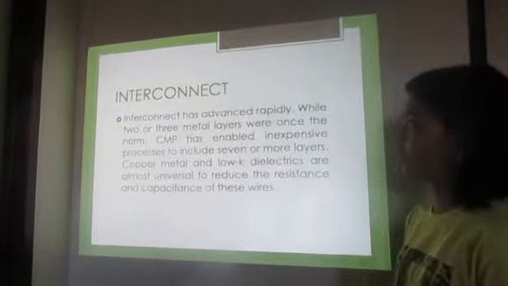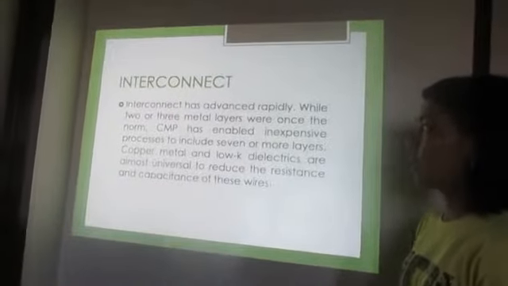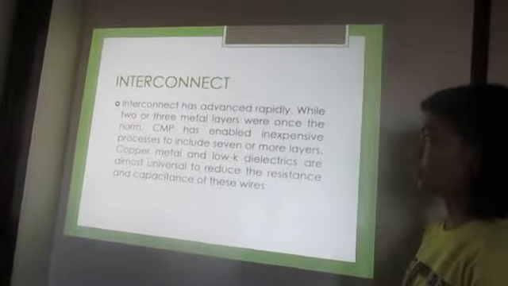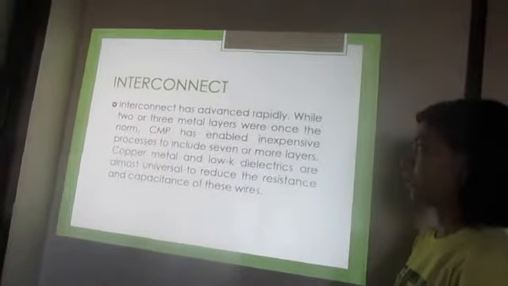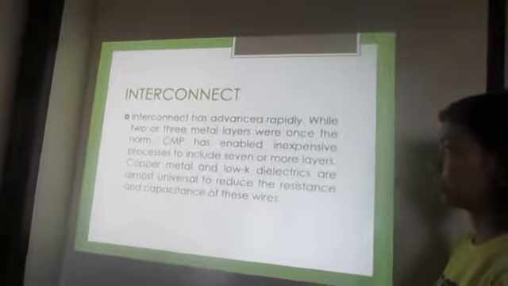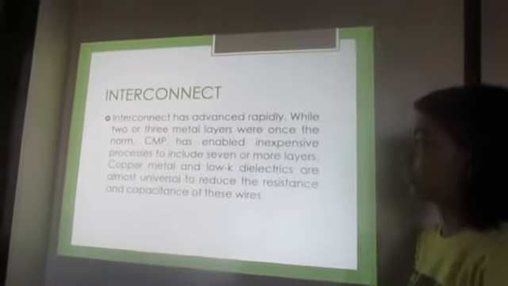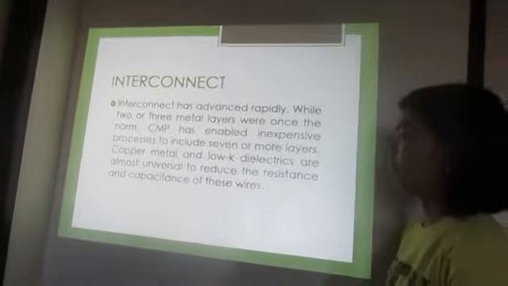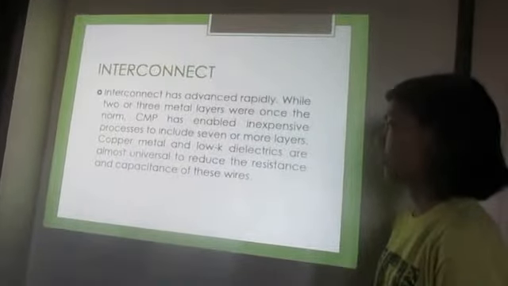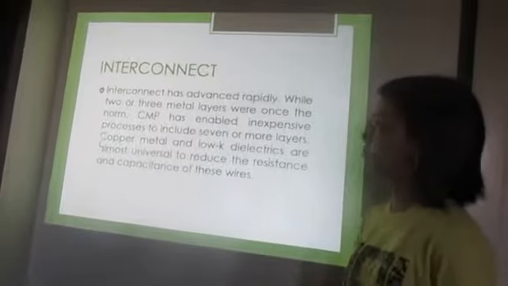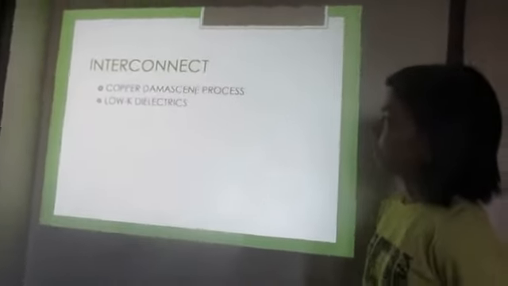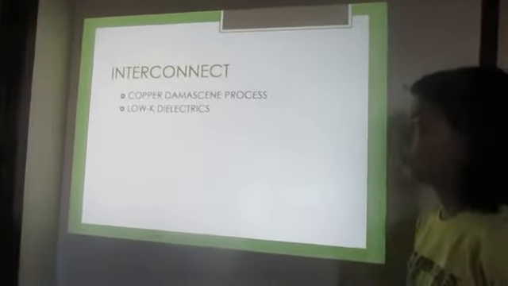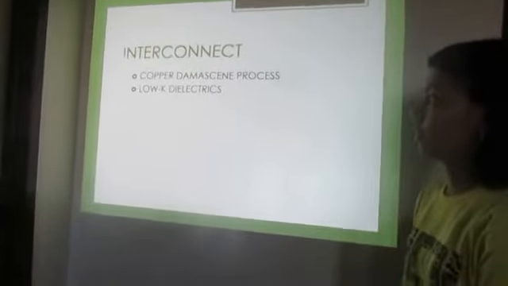So the next topic will be the interconnect. Interconnect has advanced rapidly. While 2 or 3 metal layers were once the norm, CMP has enabled inexpensive processes to include 7 or more layers. Copper metal and low K dielectrics are almost universal to reduce the resistance and capacitance of these wires. Next. So, under the interconnect are the copper Damascene process and the low K dielectrics.